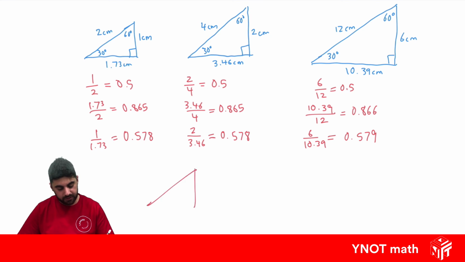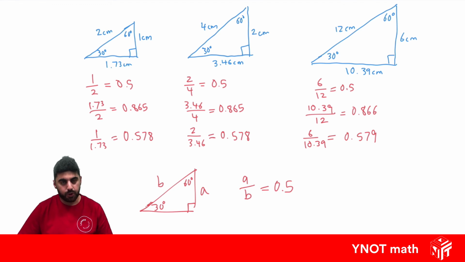So in any right-angled triangle, doesn't matter its size, if it was 30 degrees and 60 degrees, if you take this side and divide them, you'll always get 0.5. Our next video we're going to look more into this and even give some names for these ratios.